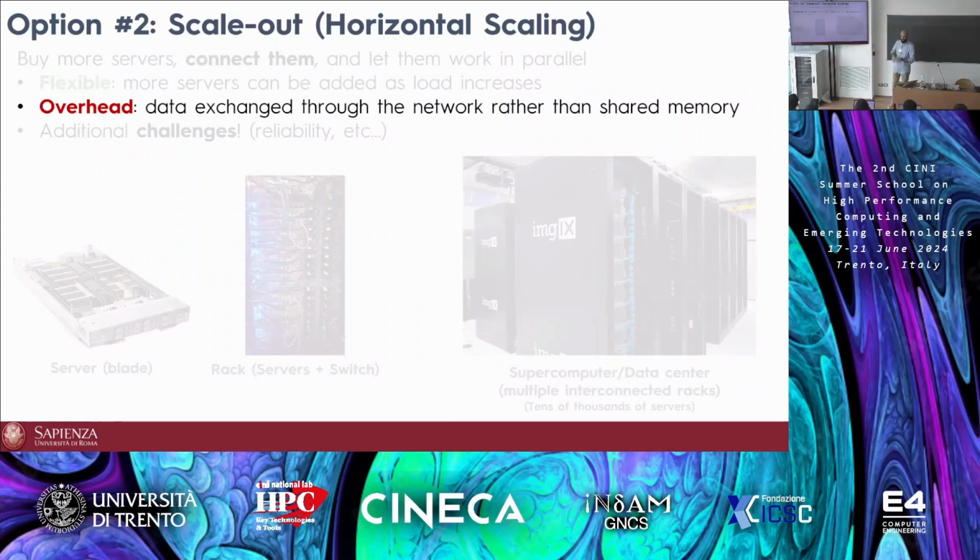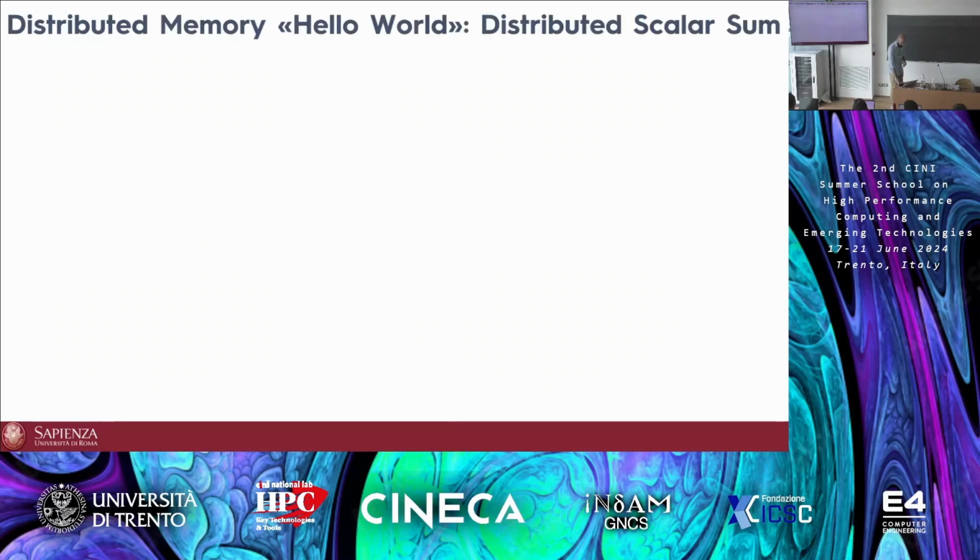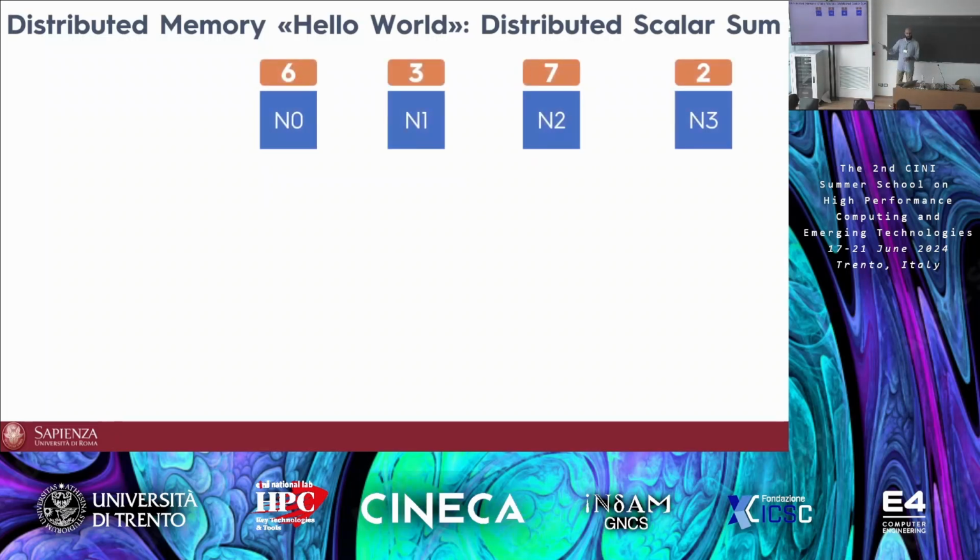I said that there is some overhead in managing distributed computing systems. Why is that? I will show you with an example. Let's say some kind of distributed memory hello world: a distributed scalar sum. You have a bunch of nodes. These are servers. This is their memory, and they have some scalar in the memory. They want to compute the sum of all those values. How do they do that?